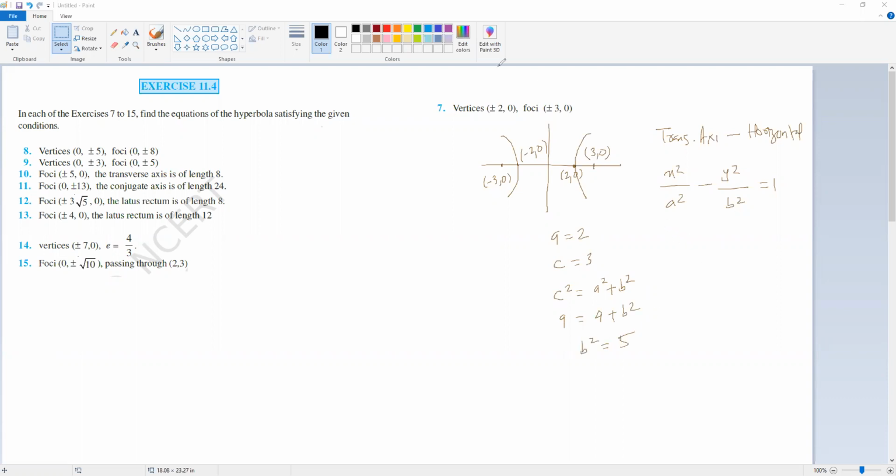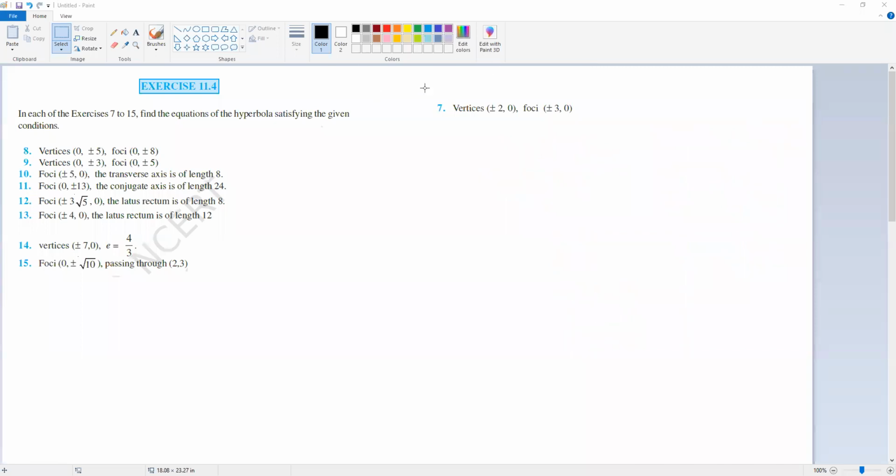So now your equation will become x square by a square, A square is 4, minus y square by b square, B square is 5, is equal to 1. Okay, clear?